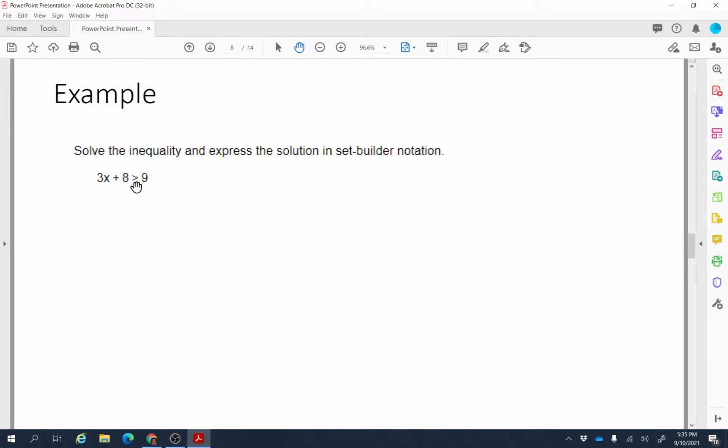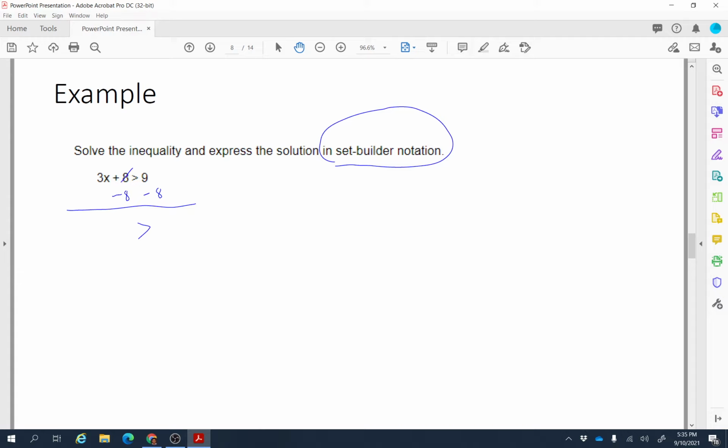Let's try to solve this one. 3x plus 8 is greater than 9. And then our solution we need to show is in set builder notation. To solve this kind of inequality, always treat it as a linear equation. The way you solve a linear equation, you can solve a linear inequality. The only difference is if you multiply or divide both sides by some negative number, then you have to switch the sign. But if you subtract, you don't have to worry about the sign. You can just copy the sign and do the math on the left side and right side.